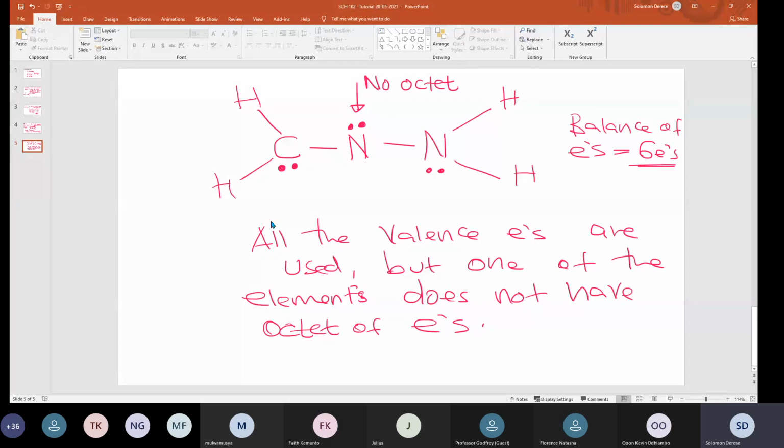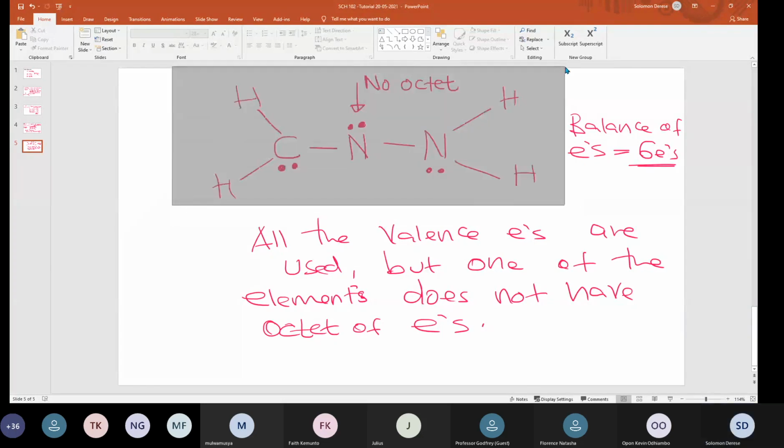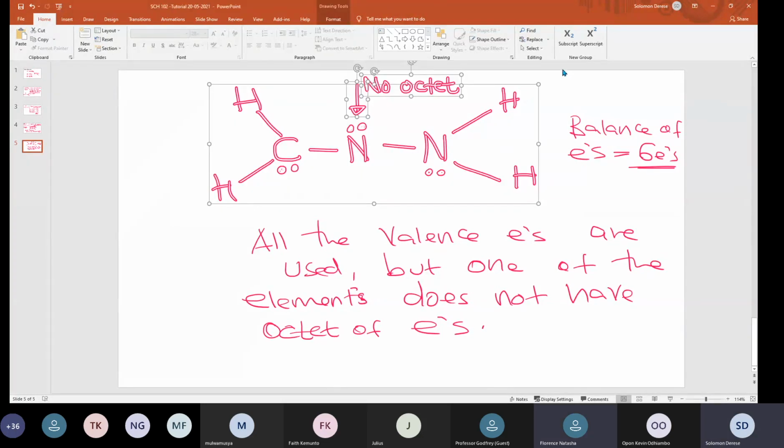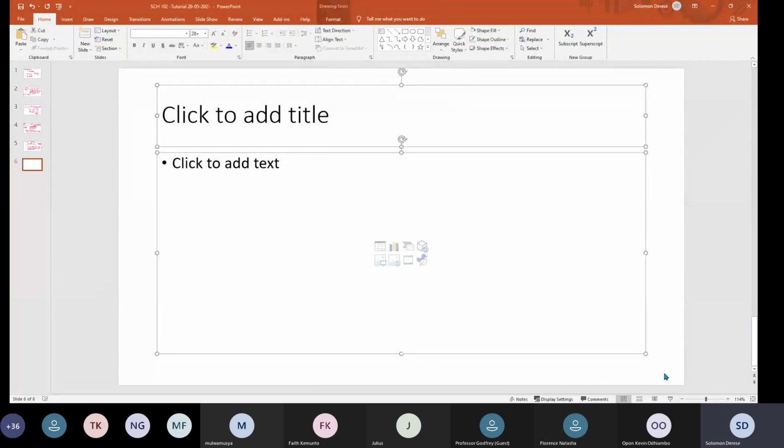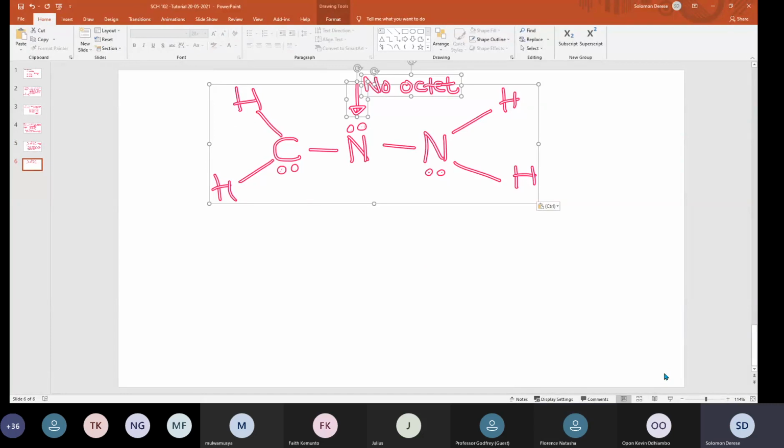Add another bond. How? Form a double bond between carbon and nitrogen. The first carbon. Between this carbon and nitrogen. So let me just look at it, okay? I like how you think, and this is how we should think. So let's do it like this.